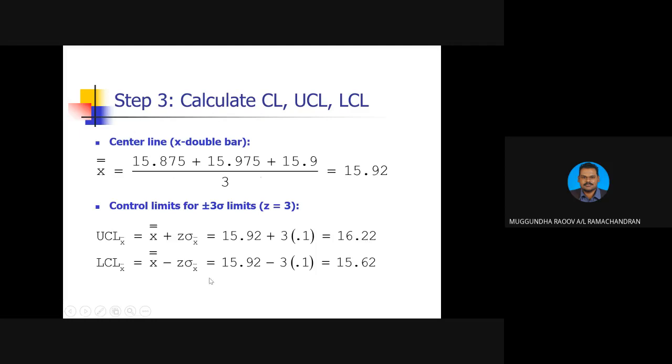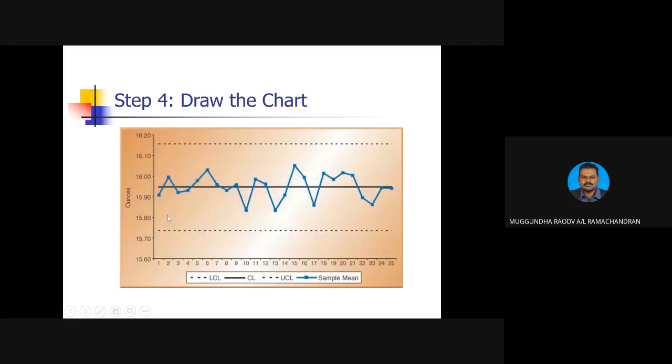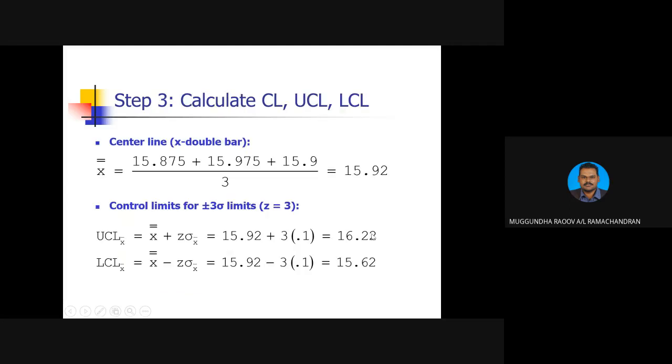Class, this is the formula for the X bar chart. Again, I'm repeating, this is only for the X bar chart. So this is your lower control limit, your central line and upper control limit. And this data, I should provide you this data in order for you to plot, but here I'm just teaching you how to calculate the central line and control limits for a Z value of 3.